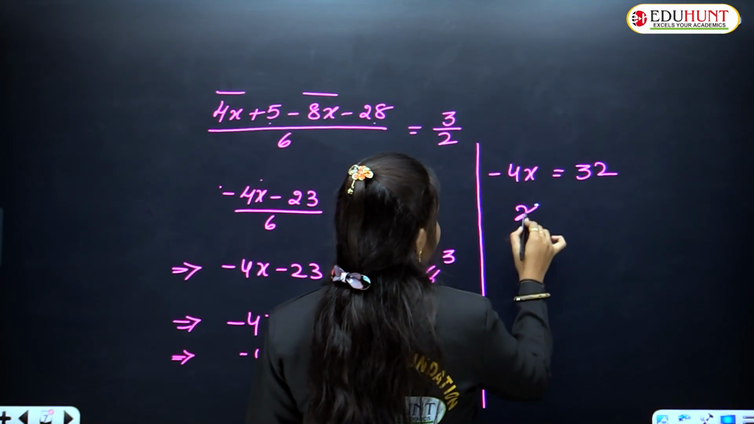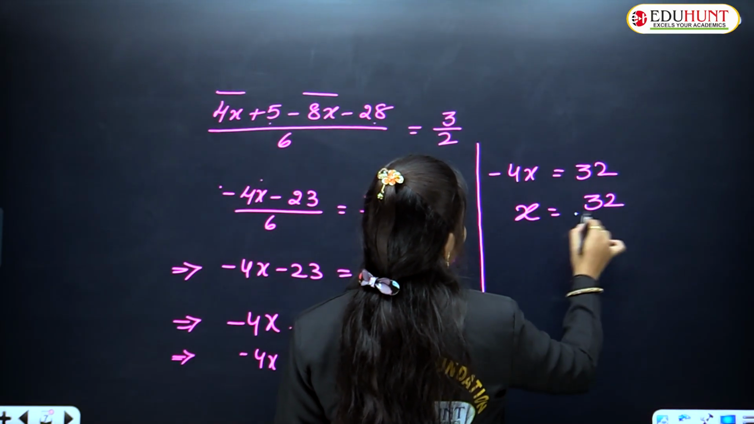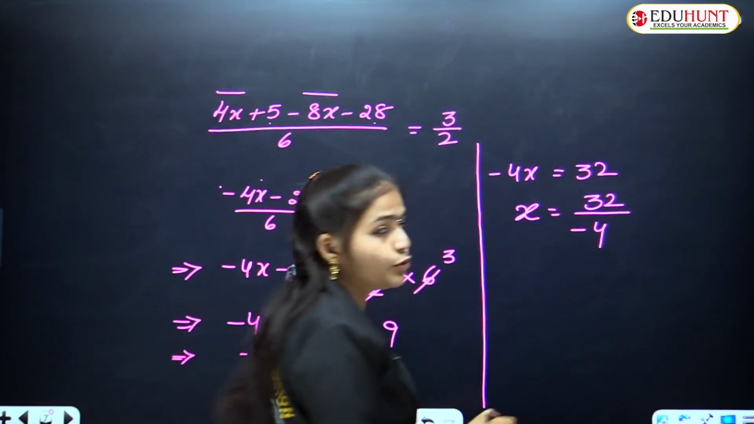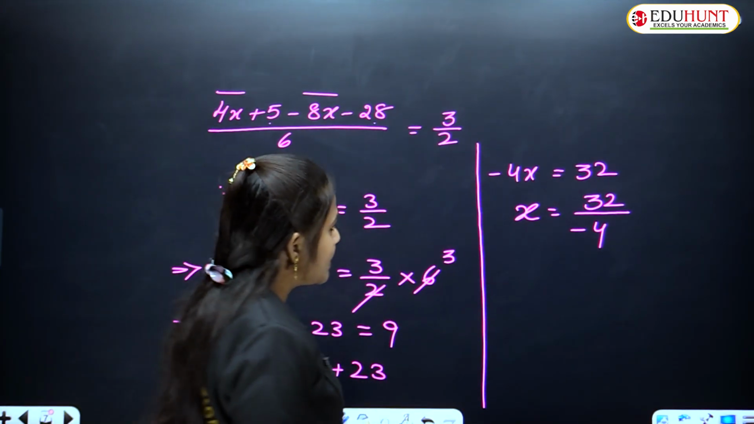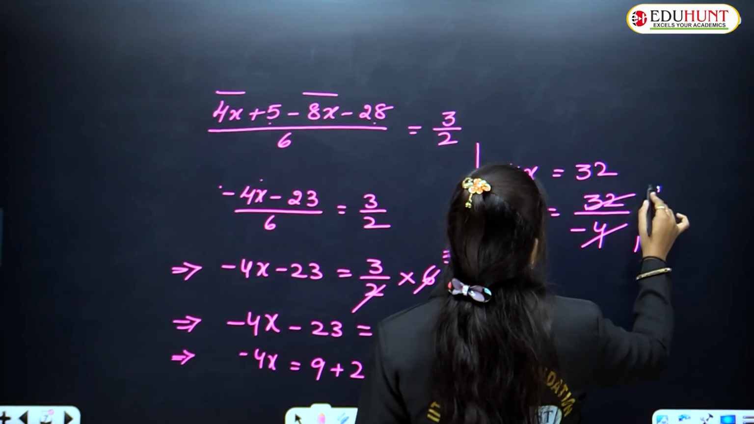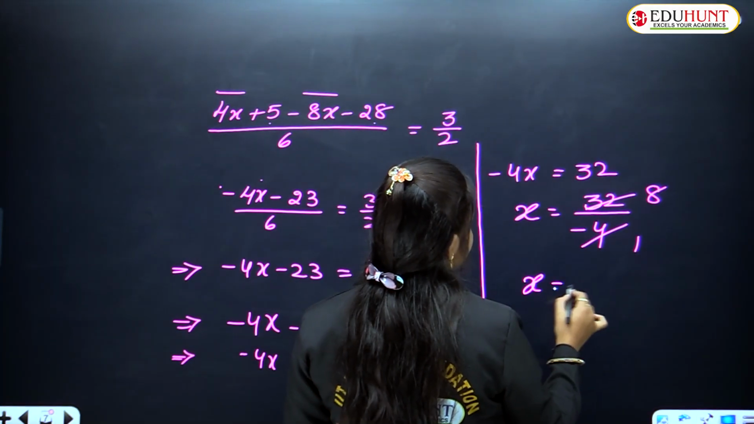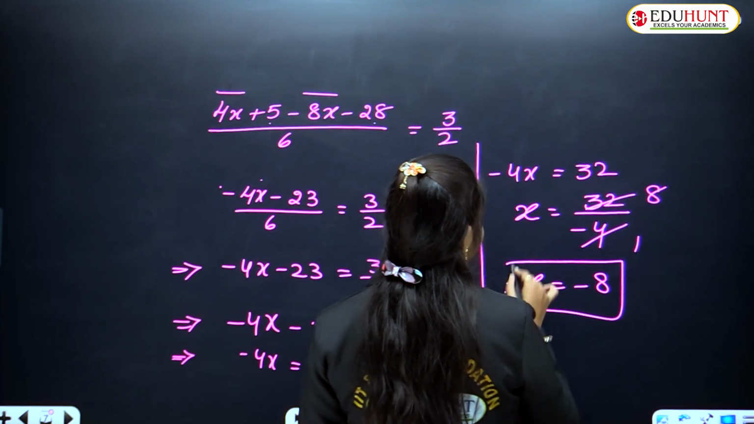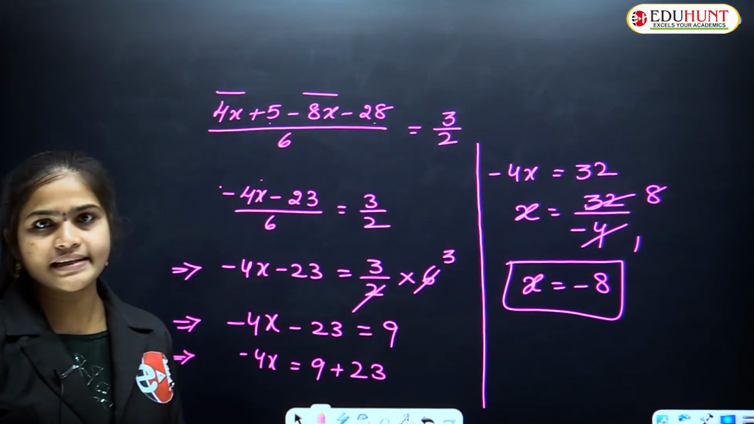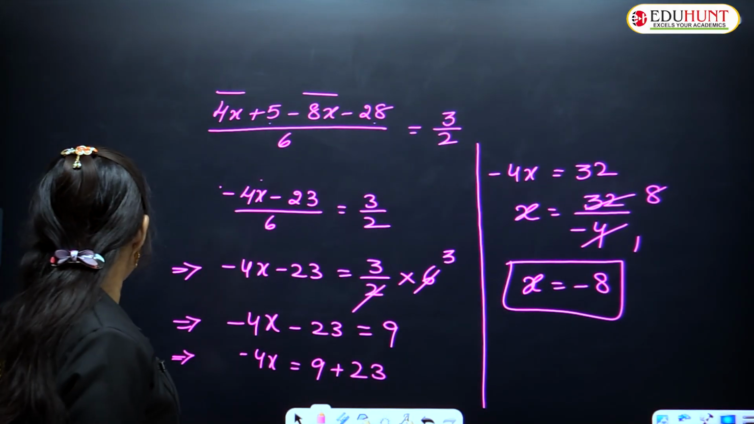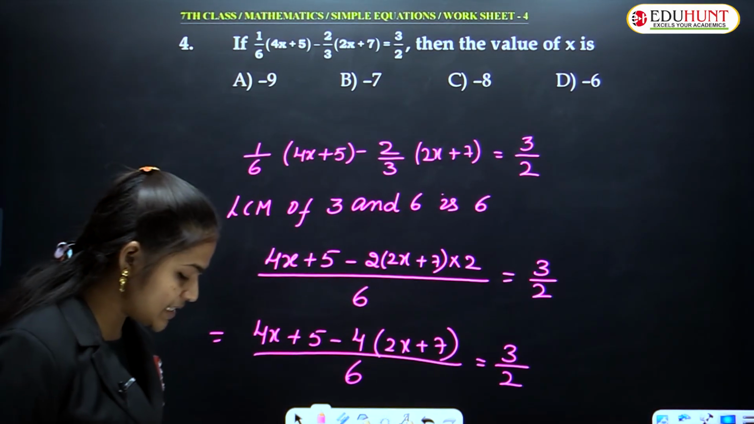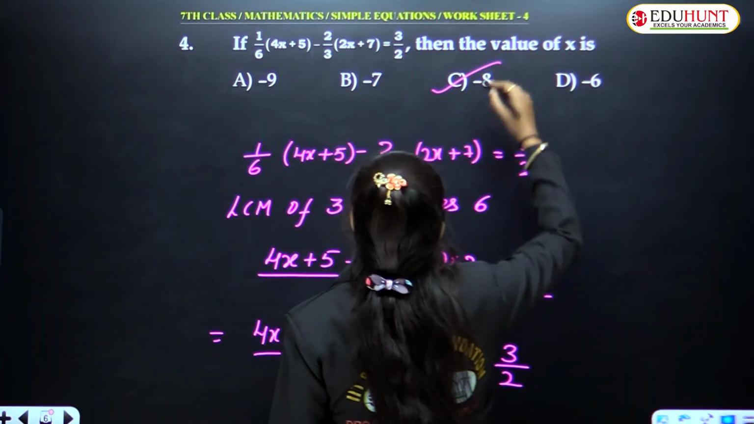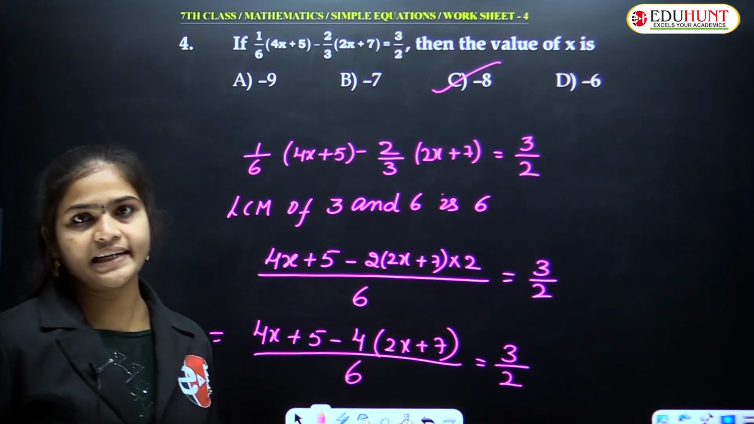32. From this one, x is equal to 32 by minus 4. Here, 4 ones and 4 eights are 32. So x is equal to minus 8. Understand? Yes. So as per this, which option is satisfying? Yes, option C is satisfying, that is minus 8.